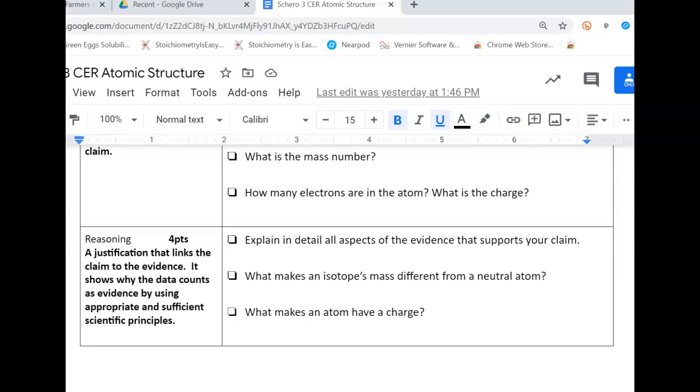Okay, my final bit of evidence supporting my claim is that since the atom has a 0 charge, that is referring to, in my understanding, that protons must equal electrons. In other words, the negative charges must equal the positive charges. So I have 3 positive protons minus 3 negative electrons. So my overall charge is neutral, and that means that I have an atom, not an ion.